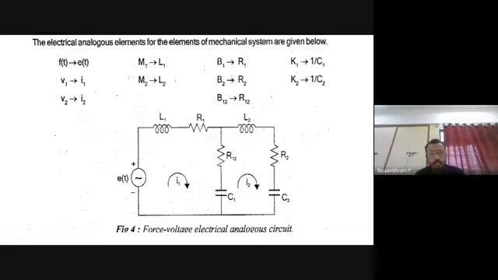Shall we move on to the next slide? How to apply Kirchhoff's law to derive the equations? So, any doubt?